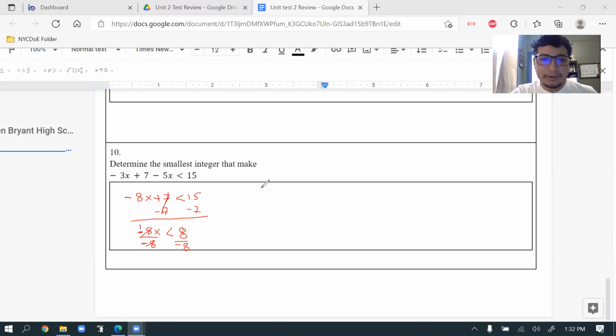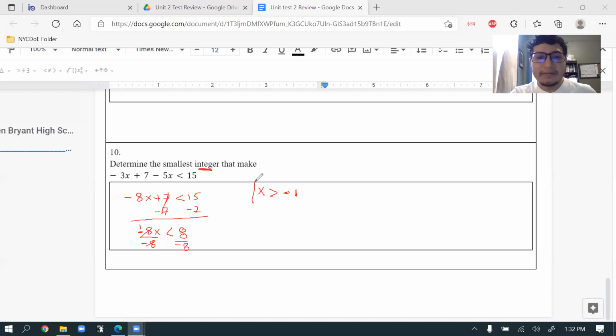And then 1 times x is x. That's x. And because I divided by a negative 8, I have to switch that inequality, that less than symbol, into a greater than symbol. So go ahead and change that. And then finally, 8 divided by negative 8 is going to be negative 1. So x is greater than negative 1. And then it's asking us, determine the smallest integer that makes this true.